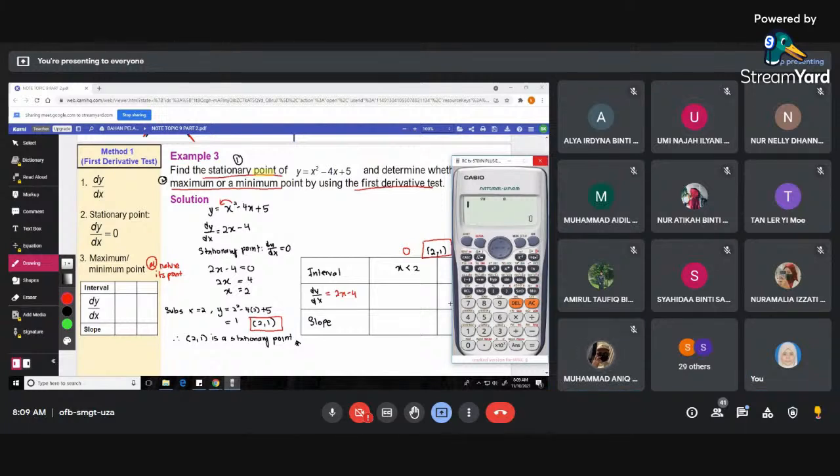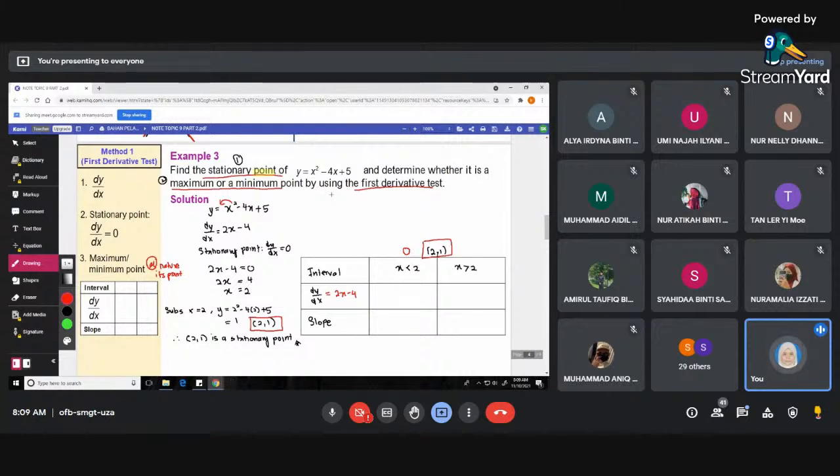Negative 4. Ya, tak jelas lah you all. Berapa? 2 darab kosong tolak 4. You akan dapat negatif, right? Negative 4. Okay, I don't want the number. Just write, is it negative or positive number? Negative or positive? Negatif. Negative number. Okay.